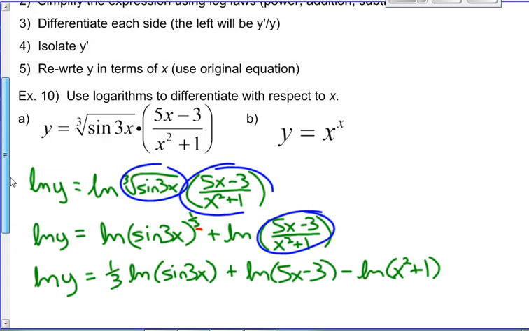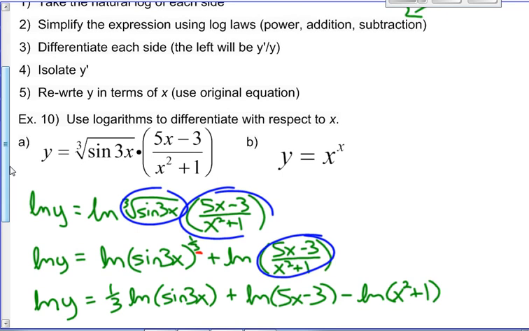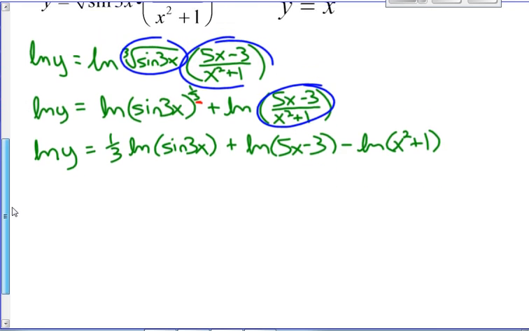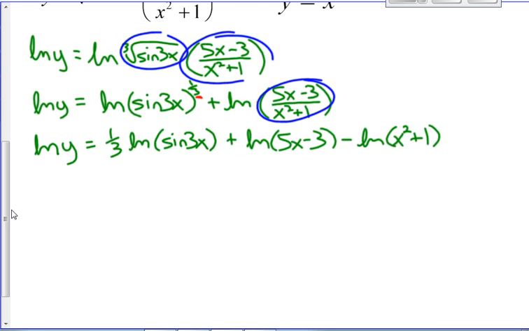That takes us to the end of section 2. Simplify the expression using log laws. Now we're going to differentiate each side. So on the left, I'm going to have original on the bottom, derivative on the top. That's just using implicit differentiation or chain rule.